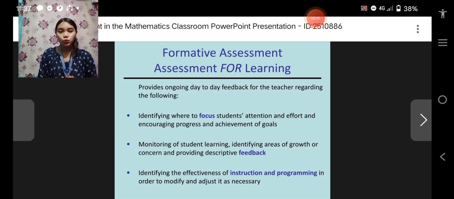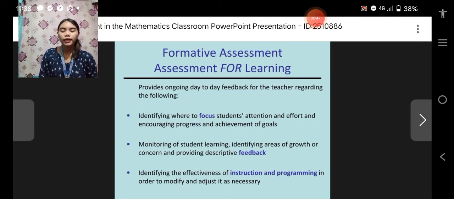So today we discuss formative assessment for learning. These assessments provide ongoing day-to-day feedback for the teacher regarding the following. The first objective for today is identifying where to focus students' attention and effort, and encouraging progress and achievement of goals. The second one is monitoring student learning, identifying areas of growth or concern, and providing descriptive feedback.